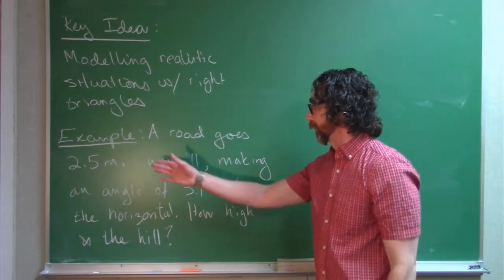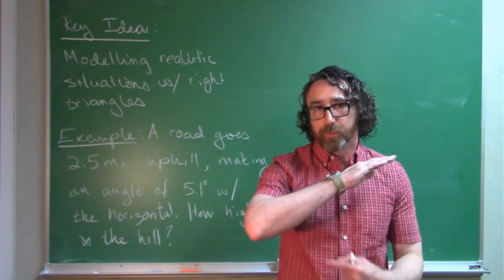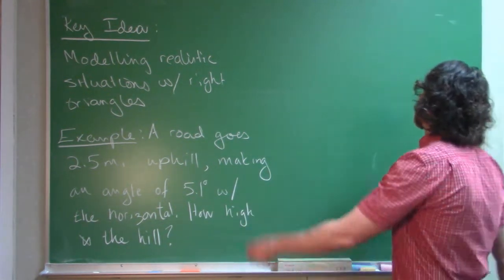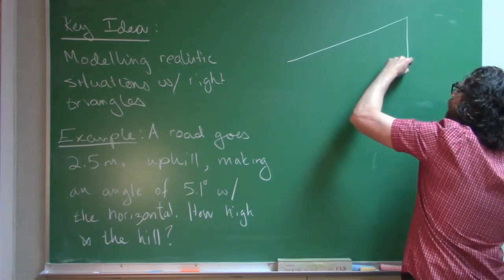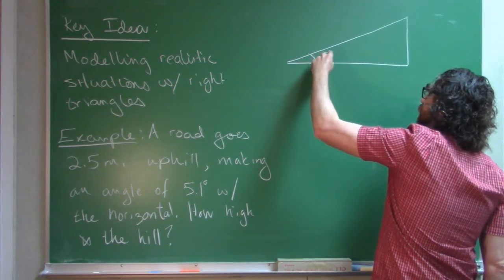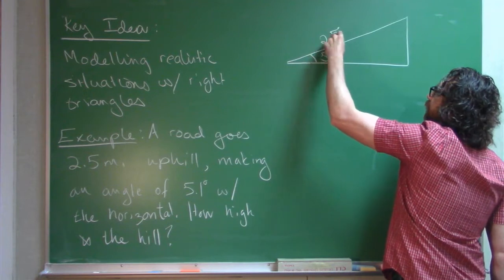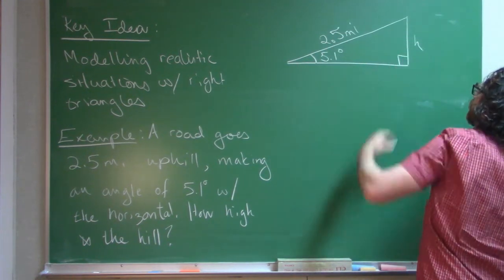Okay, so we've got a road going uphill. The hill makes an angle of 5.1 degrees with the horizontal. The question we want to know is, how high is the hill? So let's get a little picture going right here. That angle is 5.1 degrees. This is 2.5 miles. And we're trying to answer this situation.